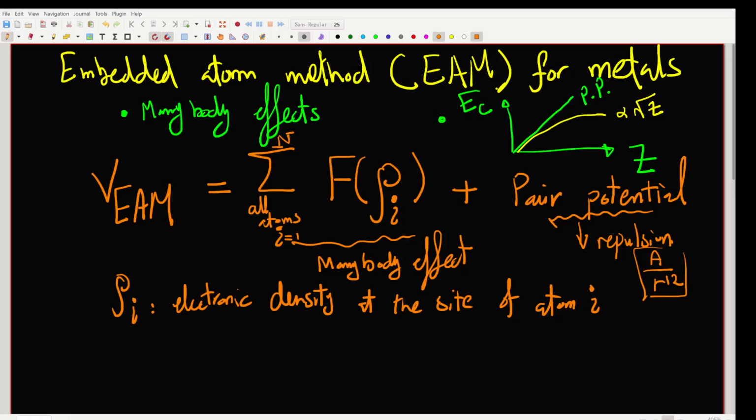The concept of a functional is like a function. The only difference is that in functions you plug in numbers and you get numbers, while in functionals you plug in a function instead of a number, and you eventually get a number. So this is the electronic density at the site of atom i. That's rho i.